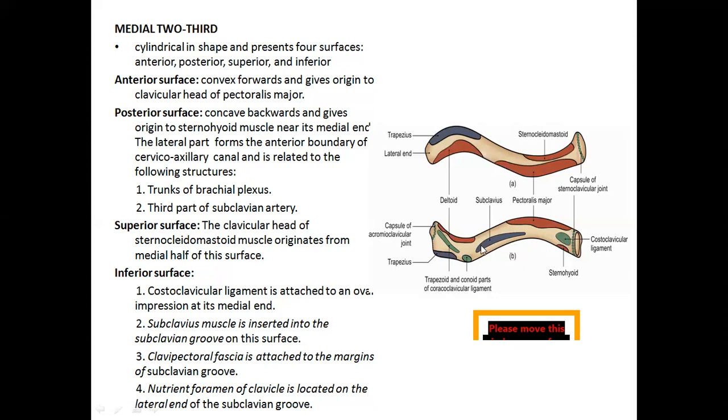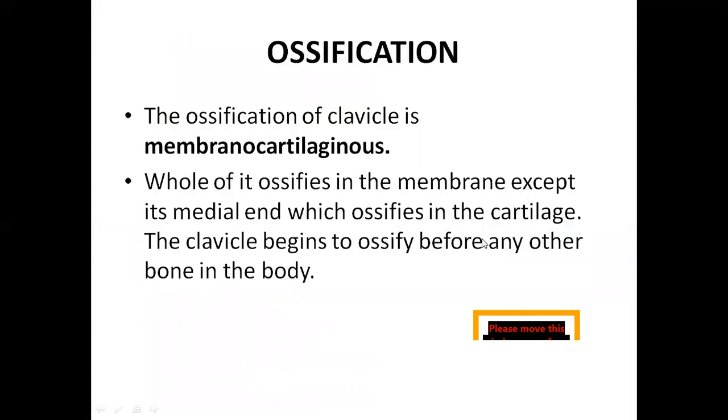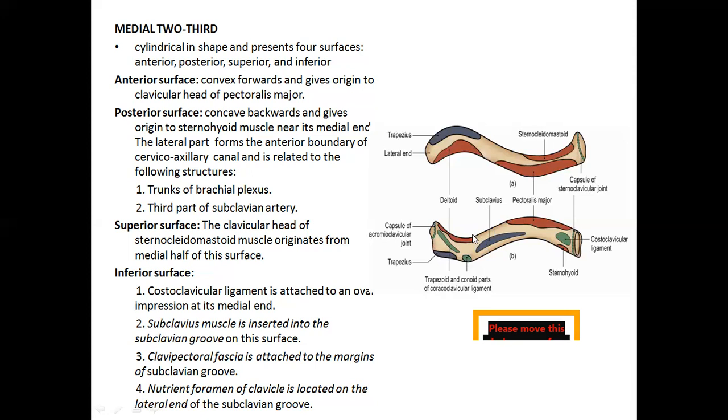Then we talked about the subclavian groove, which is seen in the middle one-third of the clavicle, and the floor of this groove gives insertion to the subclavius muscle. The margins of the subclavian groove give attachment to a very important structure called the clavipectoral fascia. When you studied the general anatomy of bones, we came across the word nutrient foramen, the hole through which the blood vessels enter the bone. The nutrient foramen of the clavicle is located on the lateral end of the subclavian groove. So that finishes the bone.